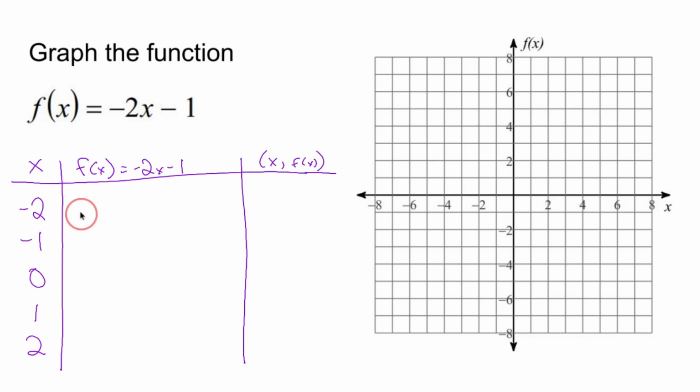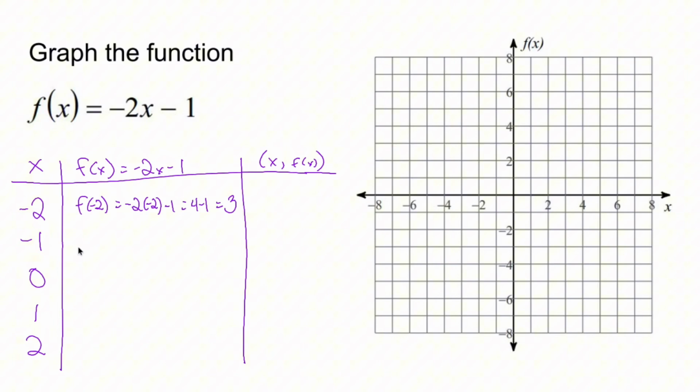So I'm going to say f of negative 2 equals. Now what I do when I plug in negative 2 is I replace x with parentheses negative 2 like that, and then I do whatever math is necessary. Negative 2 times negative 2 is positive 4. Positive 4 minus 1 is 3.